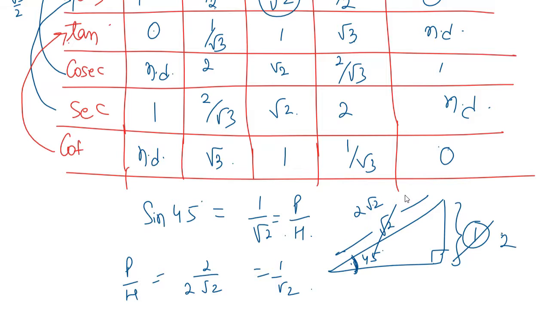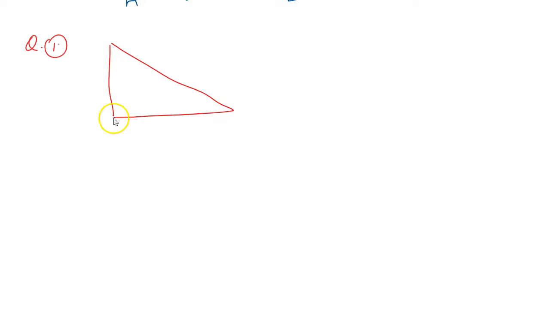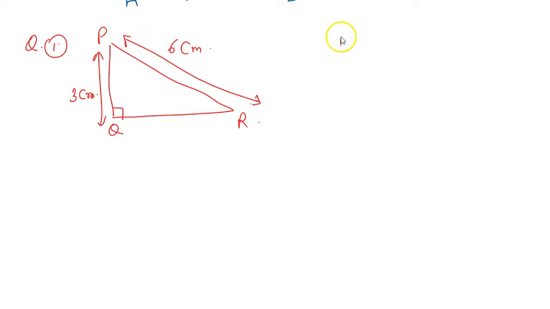Alright, guys. So, let's do a simple question based on the trigonometric ratios. Very simple question here. Let us say we have a triangle PQR, right angled at Q, with PQ as 3 centimeter and PR as 6 centimeter. You have to find now the angles QPR and PRQ.